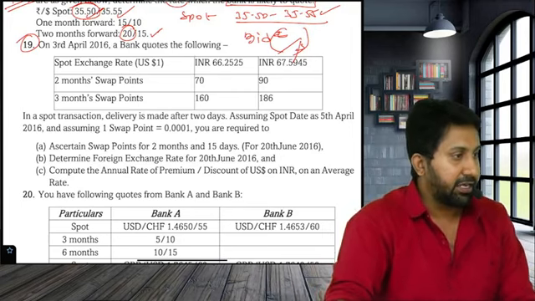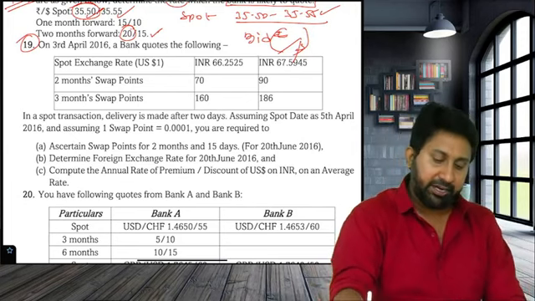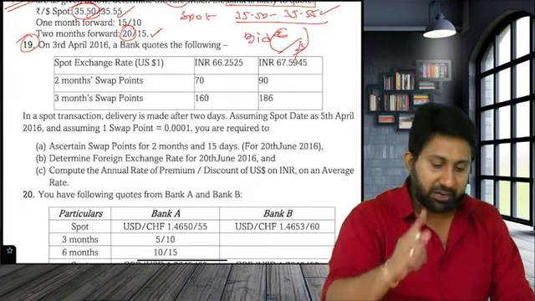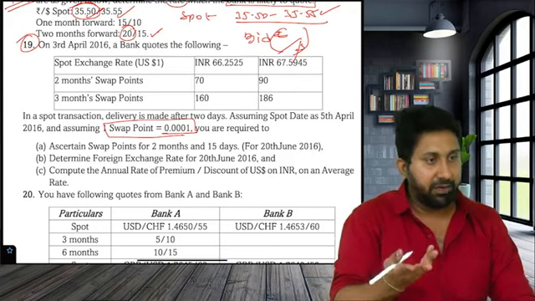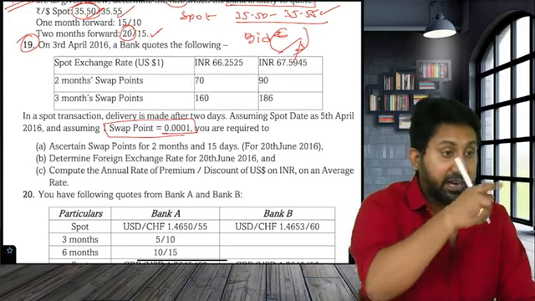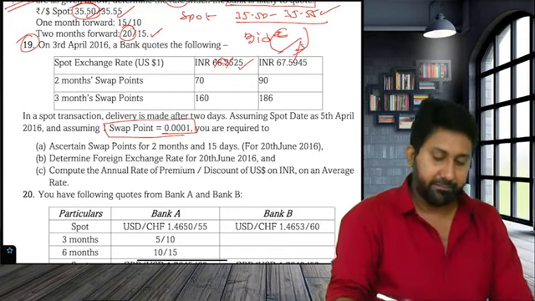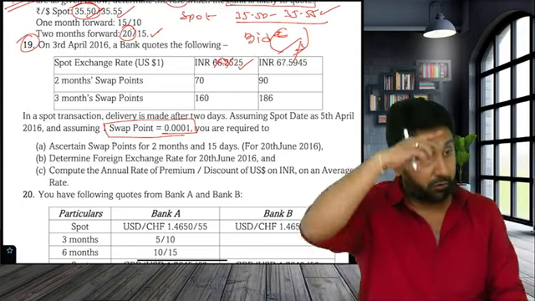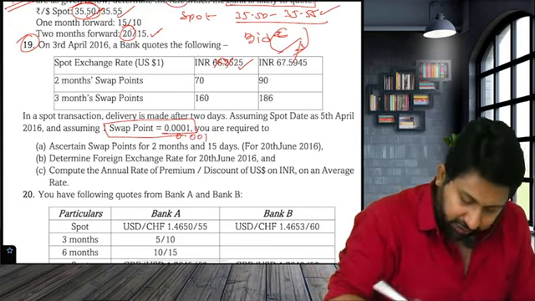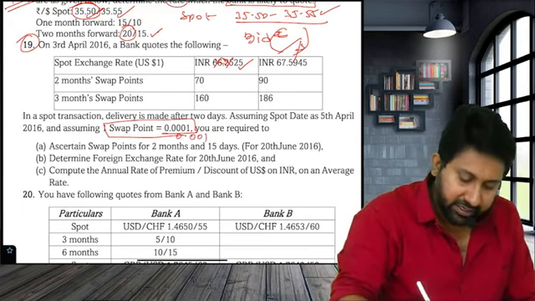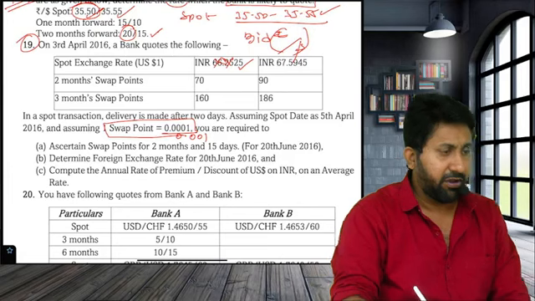In a spot transaction, delivery is made after 2 days. Assuming spot date is 5th April 2016, and assuming one swap point equals 0.0001, this is how the ticks will be given. At least now you should believe me, why we discussed yesterday. Whenever the rates 70, 90 are given, don't add here, don't add even here, add here. He is telling 0.0001, so the fourth decimal digit you need to adjust. If the question gave 0.001, what you need to do? From the third digit onwards you have to adjust it. Am I clear? Here fourth digit onwards, here fourth digit onwards.